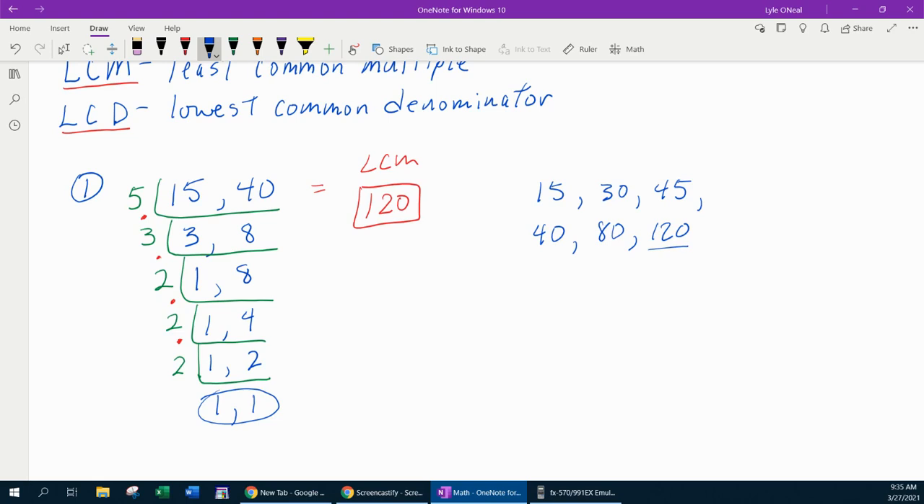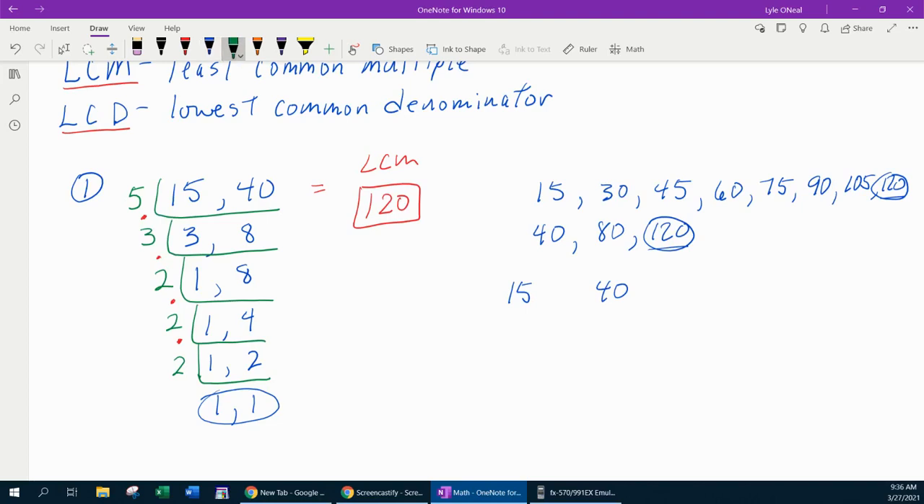So 15 times 4 is 60. 15 times 5 is 75. 15 times 6 is 90. Another 15 would be 105, and another 15 would be 120. And so as soon as you reach that first number that they have as a common multiple, that is your LCM. So that is another technique.